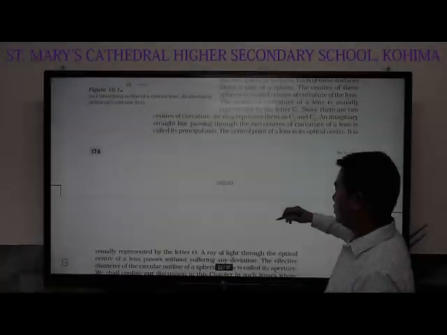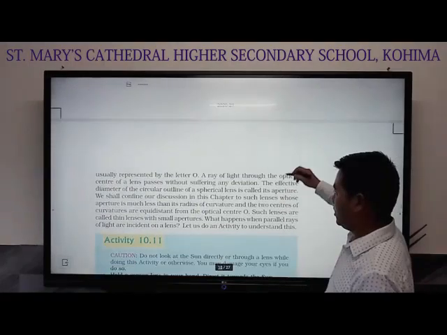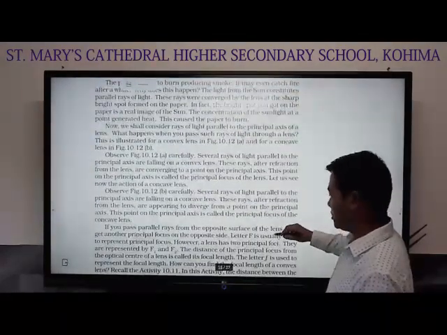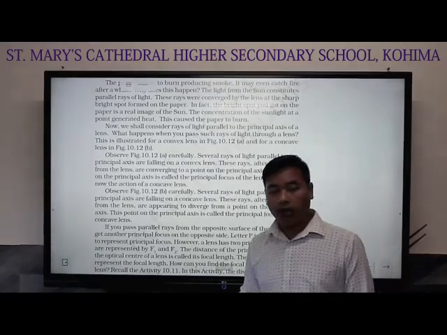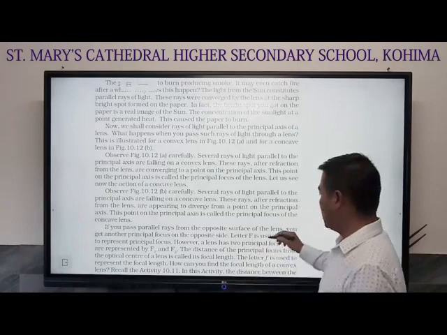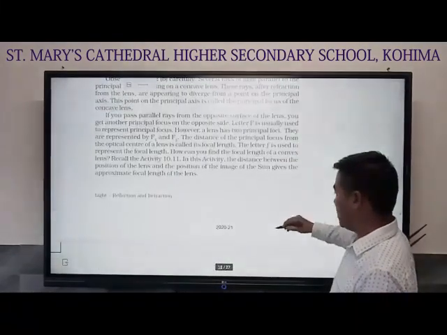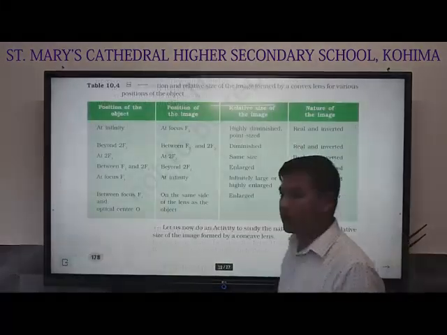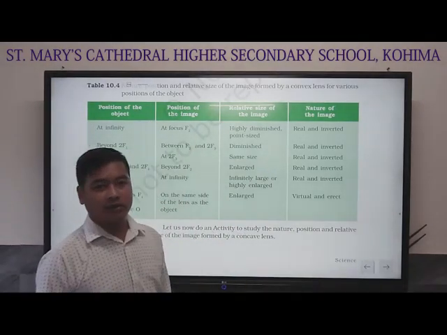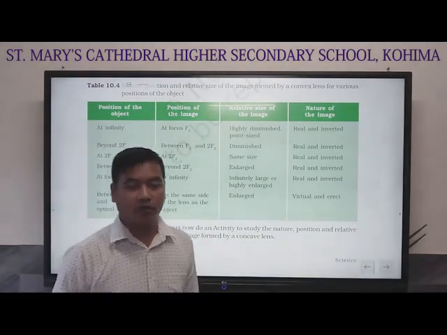So, to begin with, in today's video class, let us see how images are formed in a concave lens as well as in a convex lens. Let us first see the convex lens. In a convex lens, we have six positions of the object, and we will have six different positions of image formation.